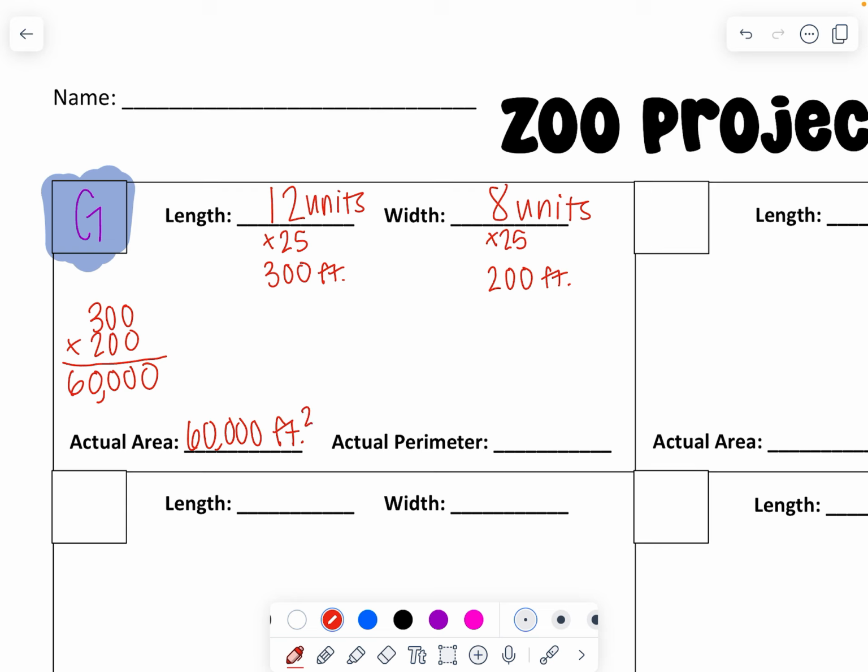So then for the perimeter, you add all 4 sides. So we'd get 300 plus 200 plus 300 plus 200. Okay, 300 plus 200 is 500. So we get 500 plus 500, which is 1,000. And this would just be feet. And so my actual perimeter would be 1,000 feet. Okay. So hopefully that helps.